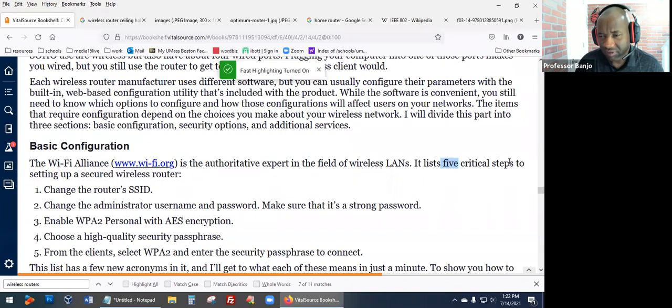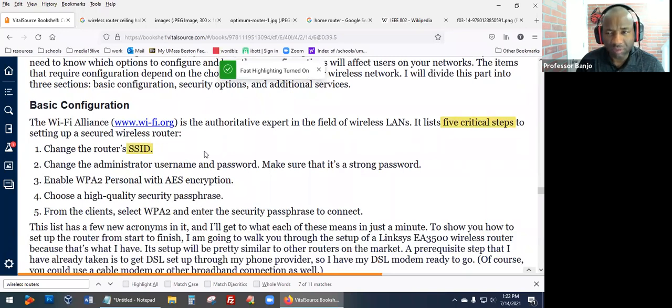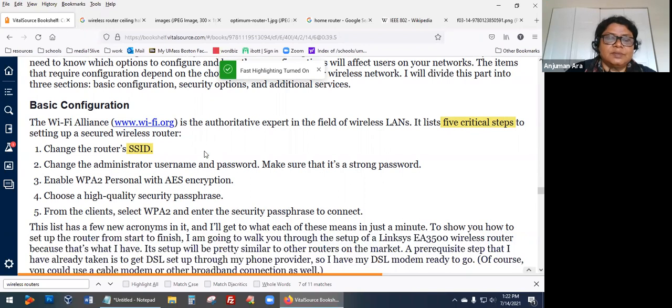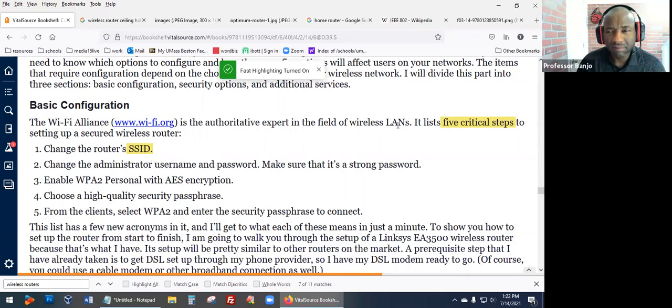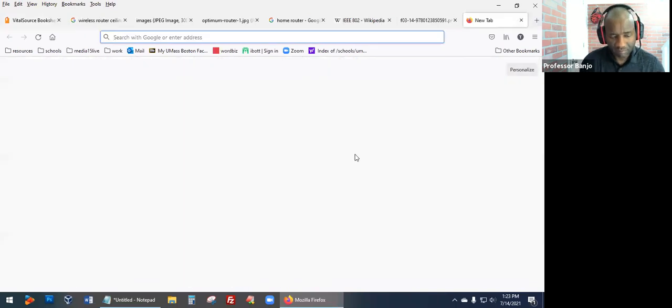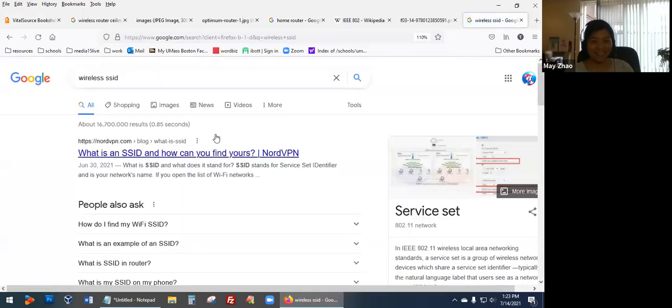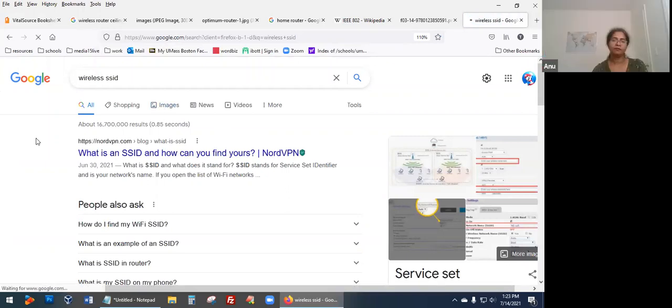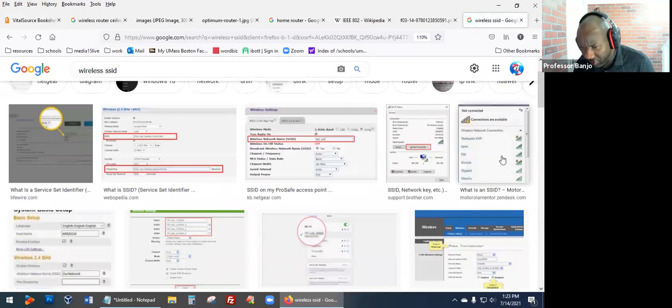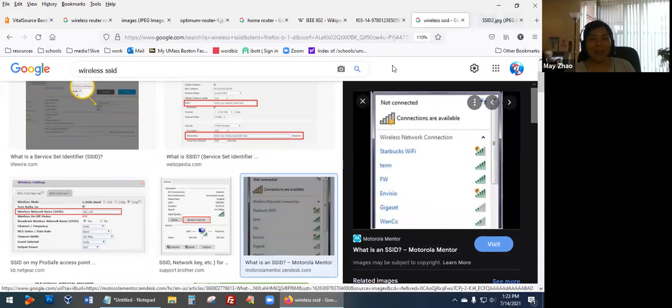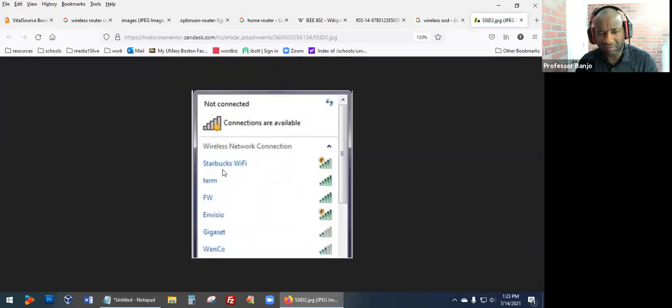It says 5 critical steps when you're setting up a wireless router. You change the SSID, right? And what's the SSID again? Yeah, Internet ID. Your name, network name. Exactly. The name of your router, the name of your wireless access point. Whatever the name is, you're going to see it there. You can click on it and connect to it. So that's the SSID. All right.